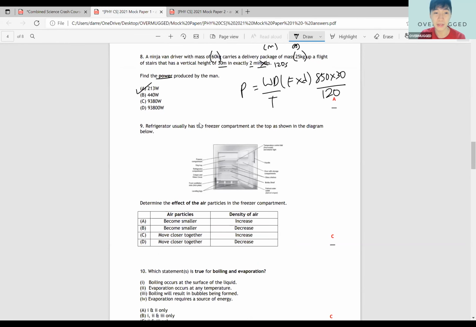Question 9, this is about convection, obviously. So freezer compartment is on the top. So what happens to the freezer compartment? Do the particles become smaller? No, the particles are always the same size. It's just that they move closer together. So the density increases, that's why it sinks. So answer should be C.